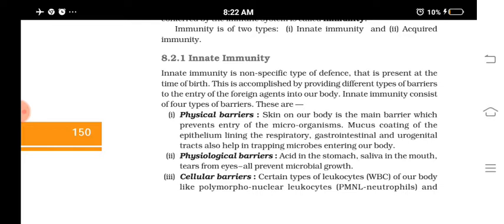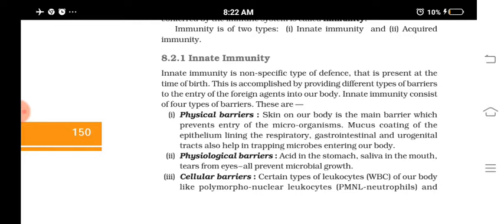What is it? Physiological barriers. They include acids in the stomach, then saliva, then tears from eyes, etc. They prevent microbial growth. So that is an example for physiological barriers.